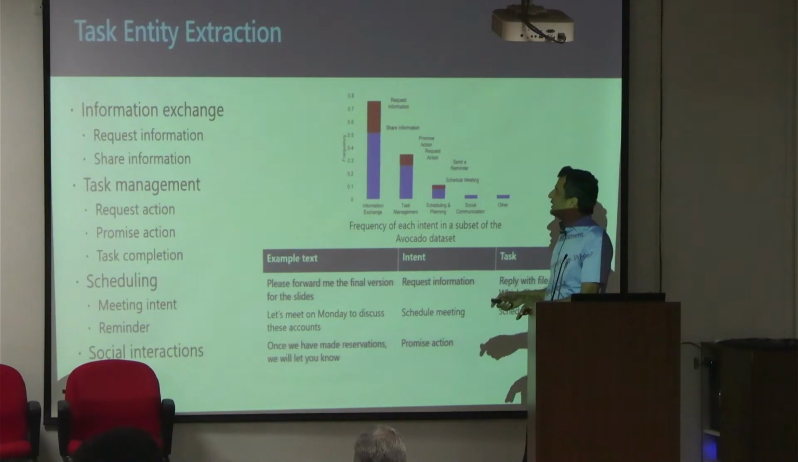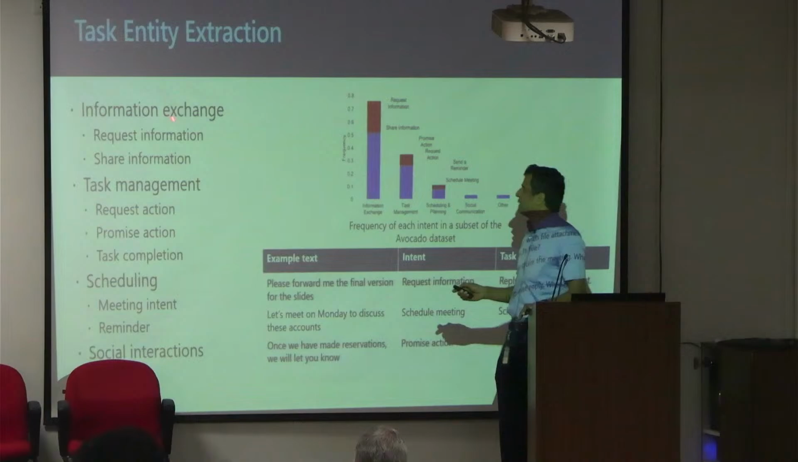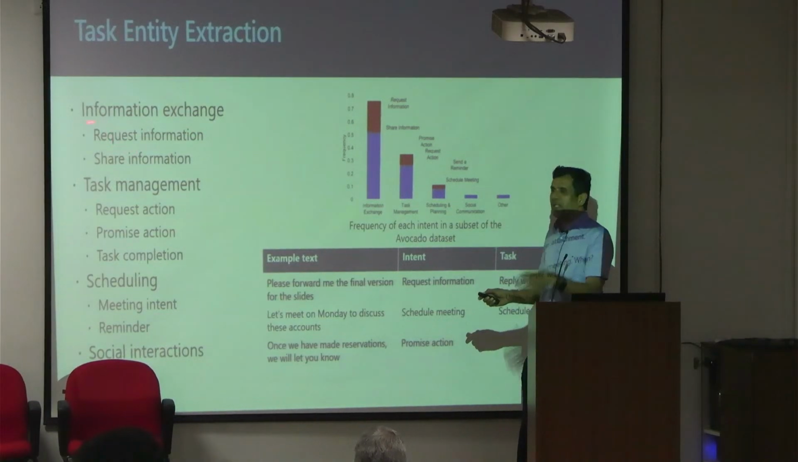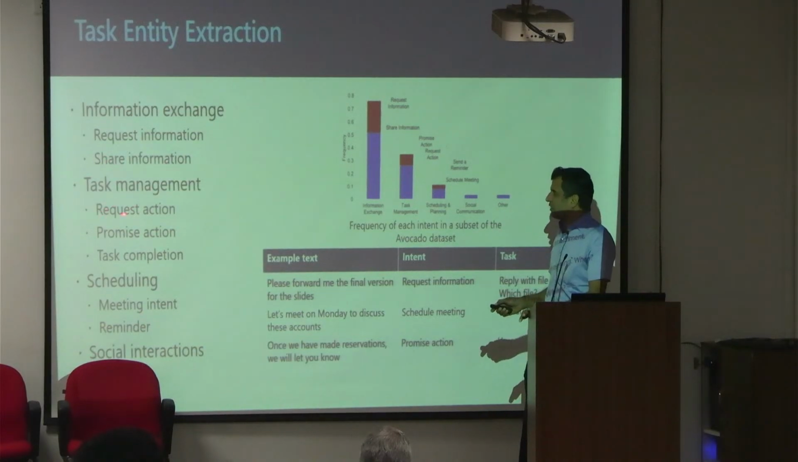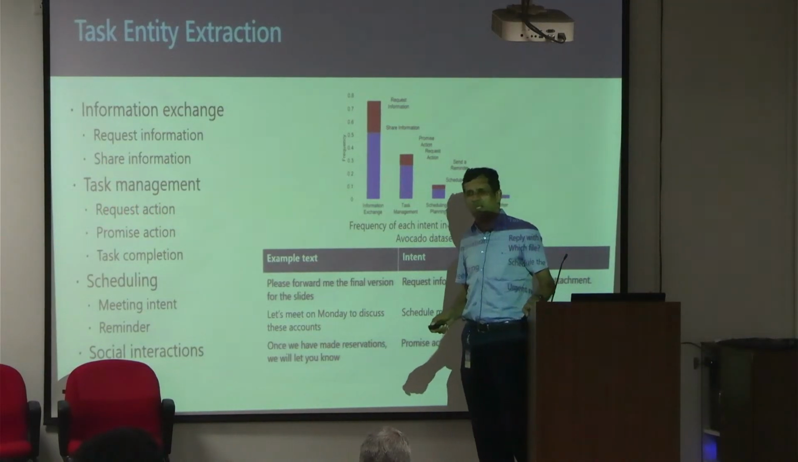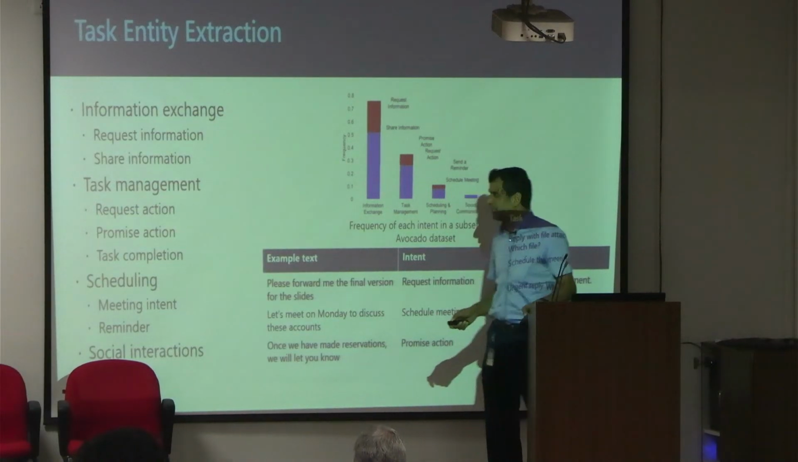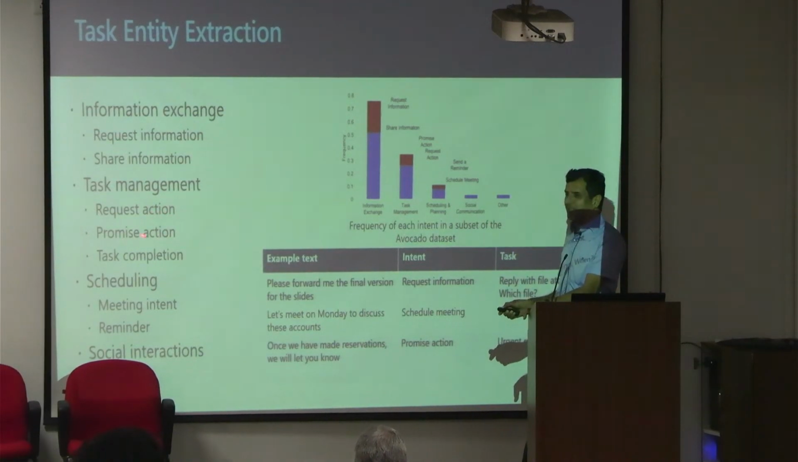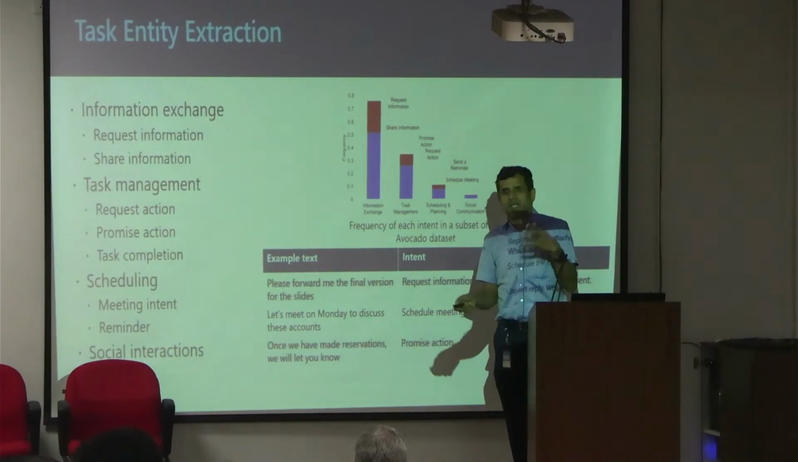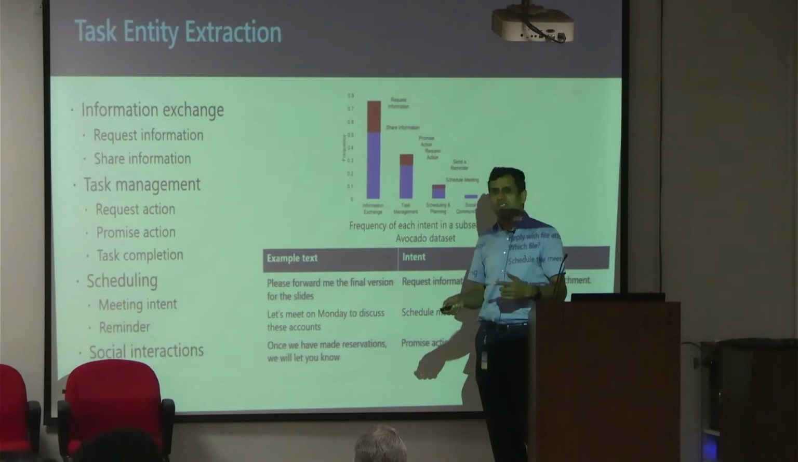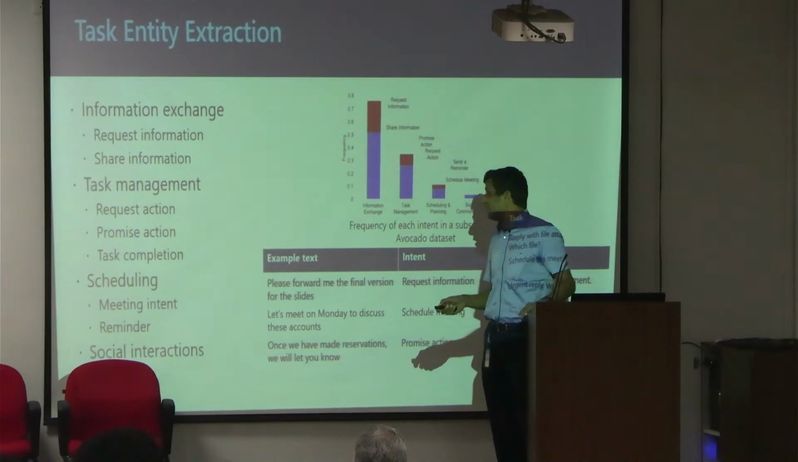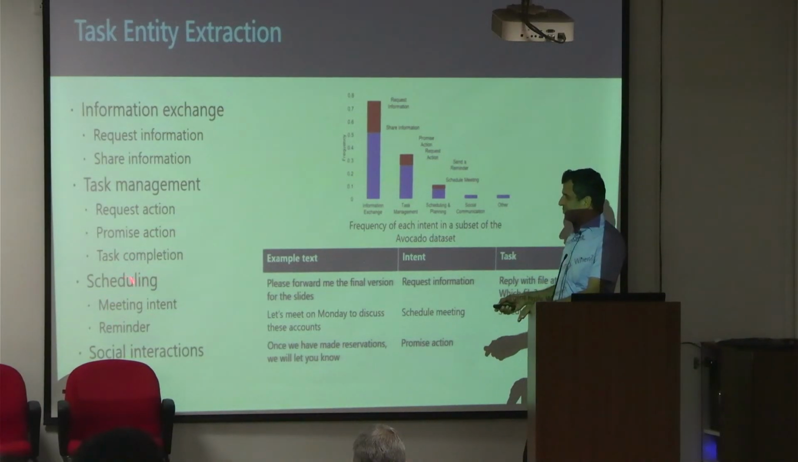So a large fraction of tasks are about information exchange, right? Whether somebody is asking for some information from you, somebody is sharing some information, or somebody is requesting some action, like, can you schedule a meeting for tomorrow between two of us? That's an action request. Promise an action, like, yes, I will send you a document by Wednesday. That's an action. And task completion, like I said, when there are multiple emails, we can correlate, we can find that this task was defined, and then this task is complete. And there are other tasks like scheduling, like meeting intent and reminders, and social interaction.